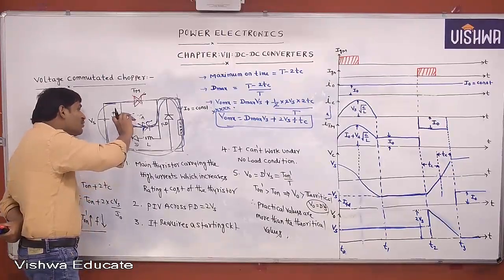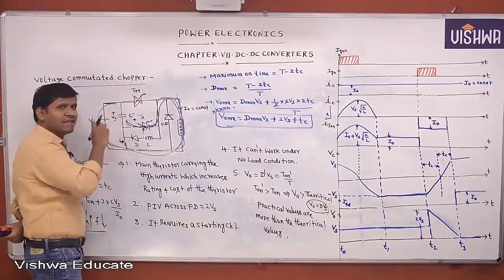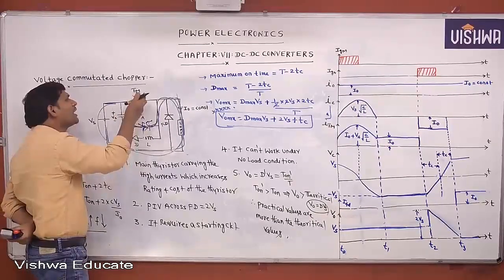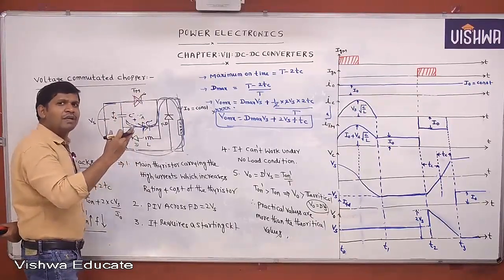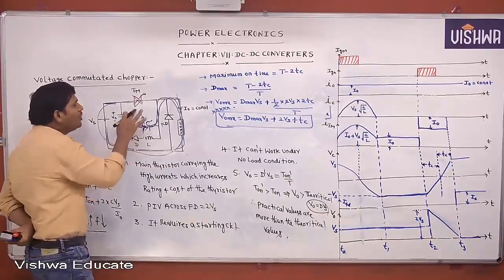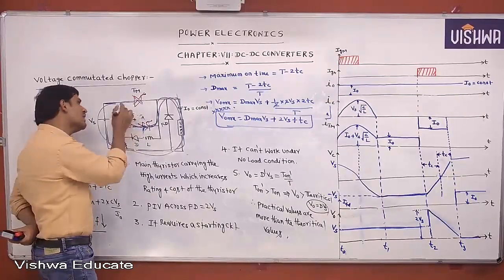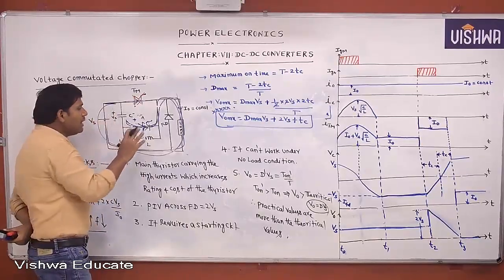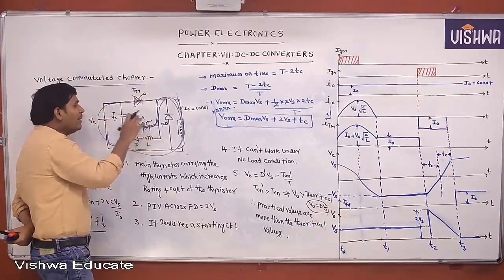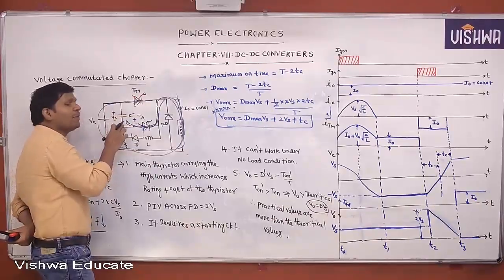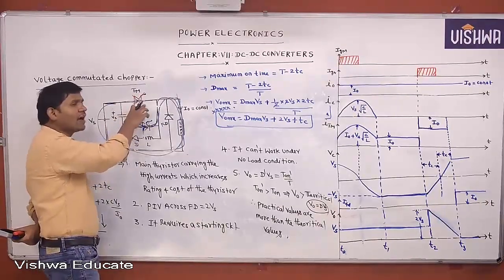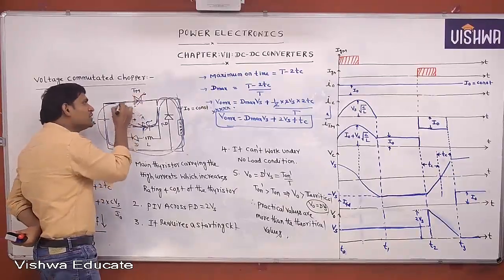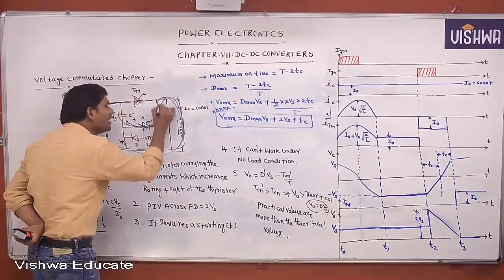Whatever the stored charge in the capacitor is, that stored charge may not be sufficient to turn off the main thyristor, then commutation will fail. When the commutation fails, it means the main thyristor is still conducting. Understand my concept what I am telling? Even though the auxiliary thyristor is triggered, because of insufficient energy in the capacitor, it is not sufficient to turn off the main thyristor, then commutation will fail. When the commutation fails, the main thyristor is still conducting and the auxiliary thyristor is also conducting.